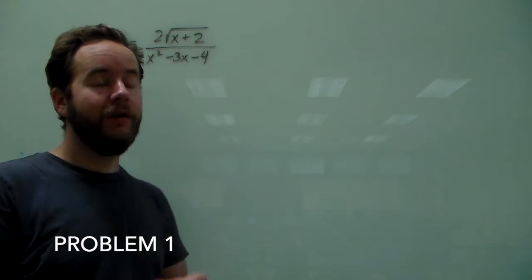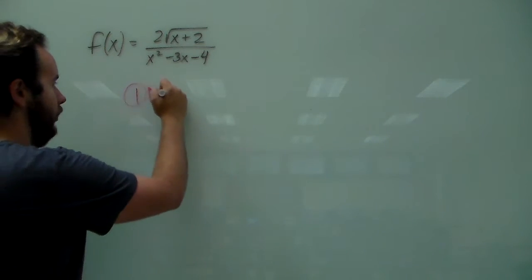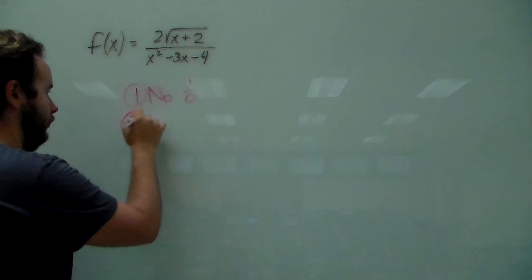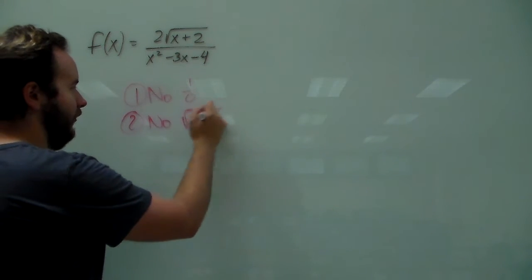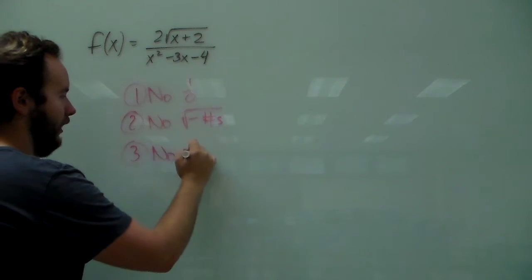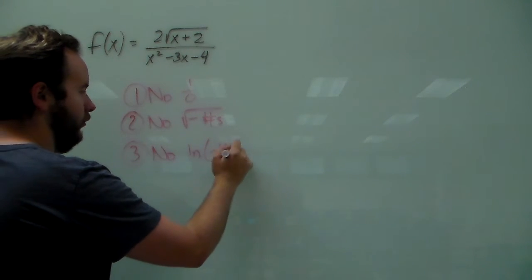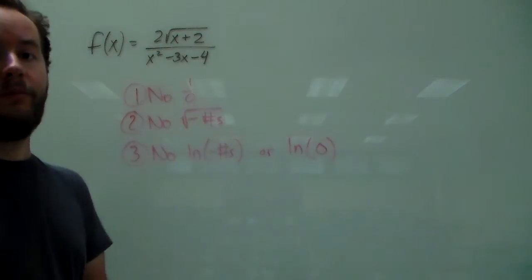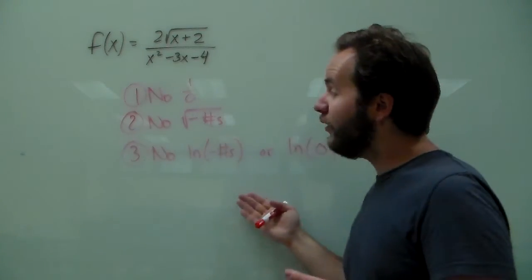All right, now the first question we're dealing with is a domain question. Now when you're dealing with a domain question, the first thing you need to ask yourself is, what are the rules of the domain? Rule number 1, no dividing by 0. Rule number 2, no square roots of negative numbers. And rule number 3, no ln of negative numbers or ln of 0.